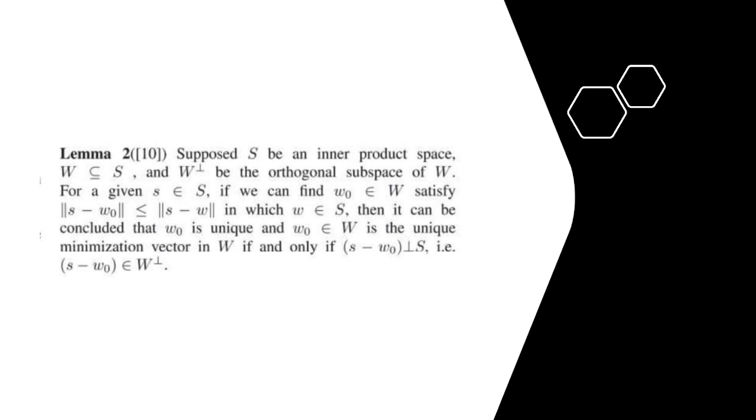Lemma 2. Suppose S is an inner product space, W is a subset of S, and W perpendicular is the orthogonal subspace of W. For a given small s belonging to capital S, if we can find W0 belonging to capital W satisfying modulus S minus W0 less than or equal to modulus S minus W, in which W belongs to S, then it can be concluded that W0 is unique and W0 belongs to W. It is the unique minimization vector in W if and only if S minus W0 is perpendicular to W, that is, S minus W0 belongs to W perpendicular.